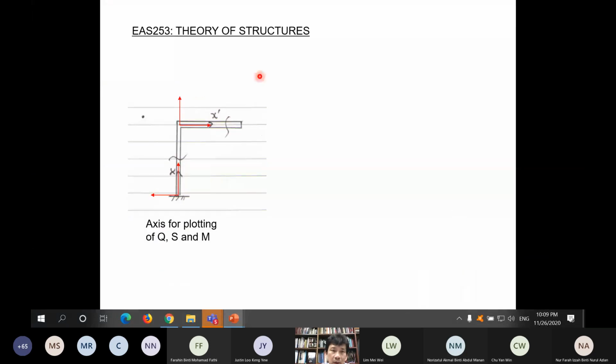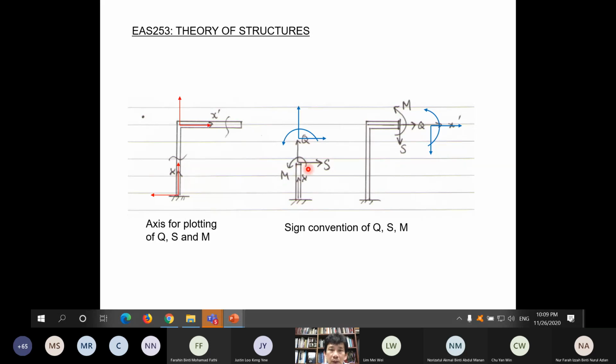So X, Y. If another member is going down, so X and Y. Then here, this is the positive sign convention for Q. Q is pointing in the same direction as X. Then S here: the positive S is pointing in this case opposite to the Y-axis. The Y-axis is like this, S is pointing opposite to it, and the bending moment here is counterclockwise.